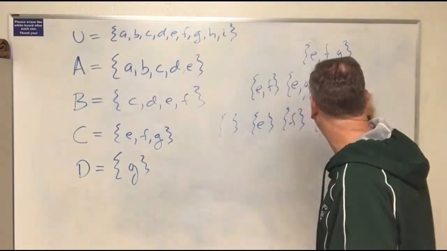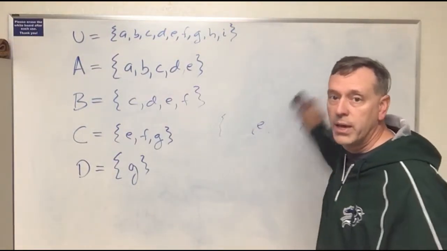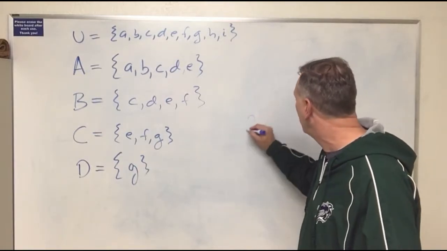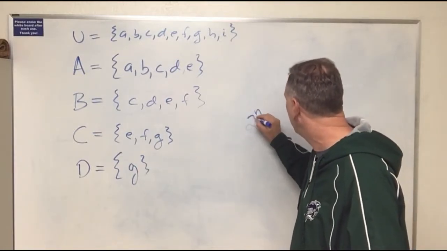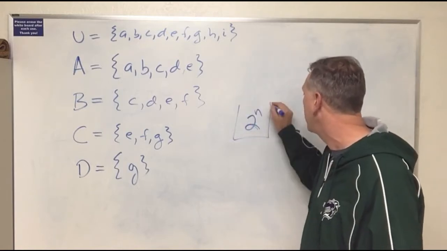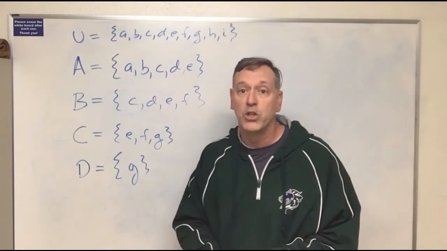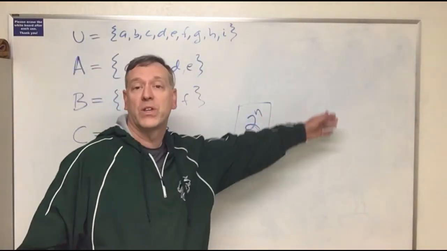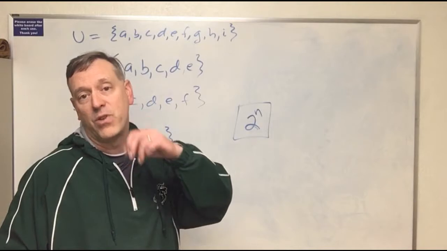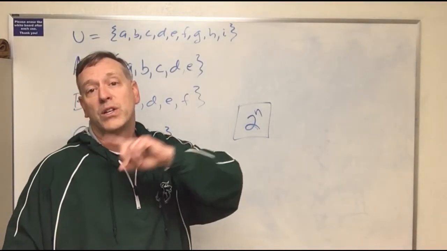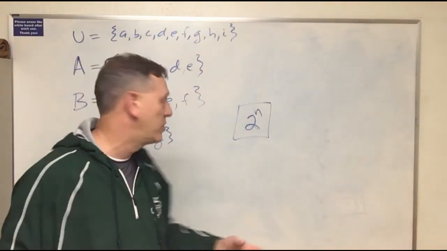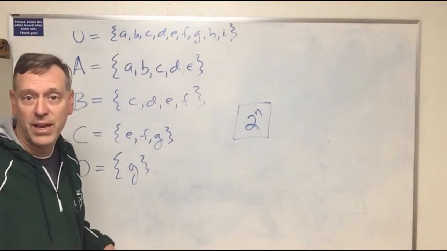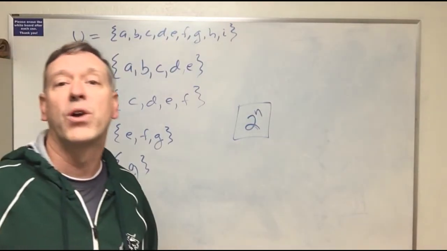Now, the reason this is important is there's one other principle you need to know, and that is that based on the number of elements in a set, 2 to the n is the number of subsets that can be made out of that set. So if you have 5 elements, 2 to the 5th power is the number of subsets you can make. If you have 1 element, it's 2 to the 1st power. You make 2 subsets, as we saw with D, the empty set and G. That's the only 2 subsets we can make. So that's an important principle, and it will come up later on.